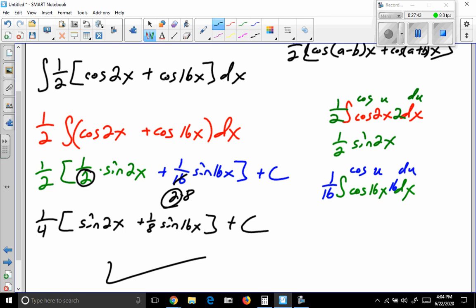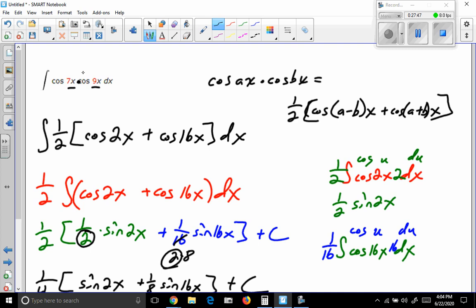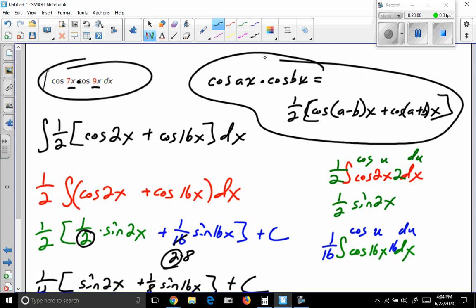So it's just a matter of using the identities to rewrite this into something that we know how to integrate. If we try to integrate that directly, we have more than one cosine, so what's going to be u, what's going to be du? So we have to use an identity to rewrite that into something where each term has only one cosine, that we know how to integrate.